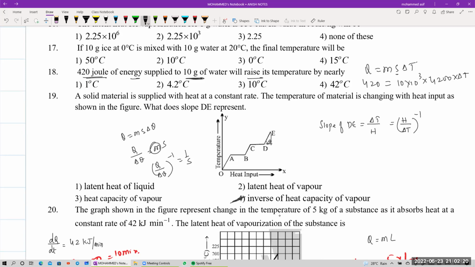Sir, multiply by 10 raised to minus 3, why? Grams, right? 10 grams. And specific heat of water is equal to 4,200. So delta theta is how much for me?